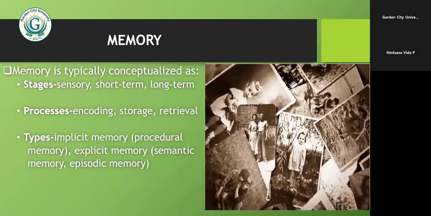Memory can be conceptualized into three forms. We have what we call the stages, processes, and types. I repeat, stages, processes, and types. Now, when you take the stages of memory, we have what we call sensory memory, short-term memory, and long-term memory. Good. I repeat, sensory, short-term, long-term.